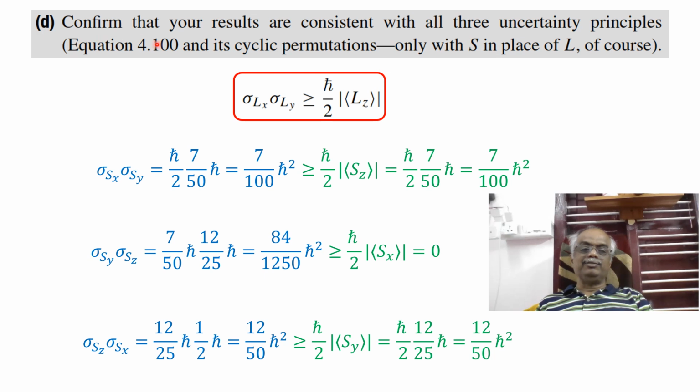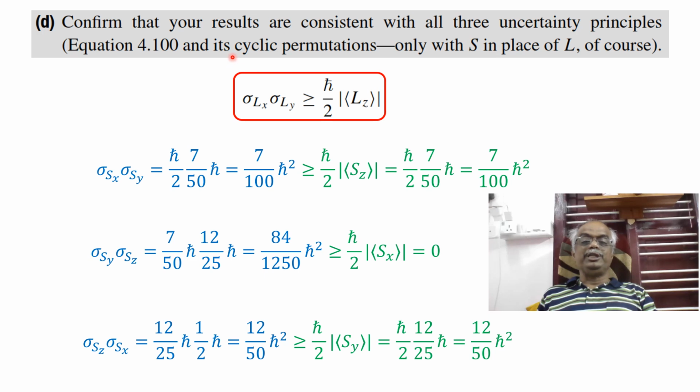Section D is: confirm that your results are consistent with all three uncertainty principles, that is equation 4.100 and its cyclic permutations, only with S in place of L, of course. So this is equation 4.100, which I have given in the red rectangular box: σ_Lx σ_Ly is equal to or greater than ħ over 2 times the modulus of the expectation value of Lz.